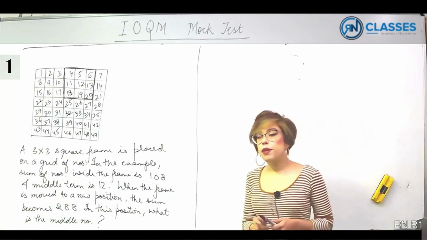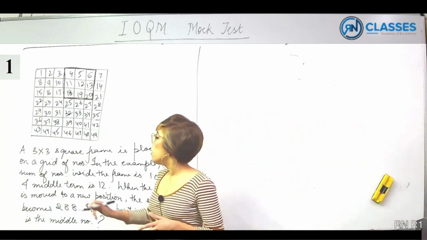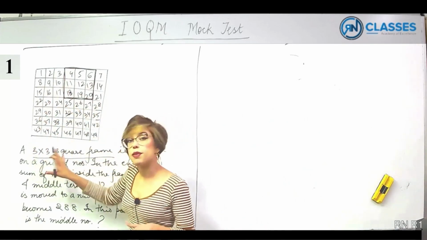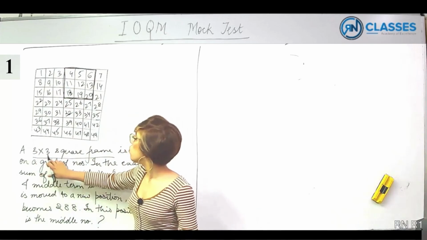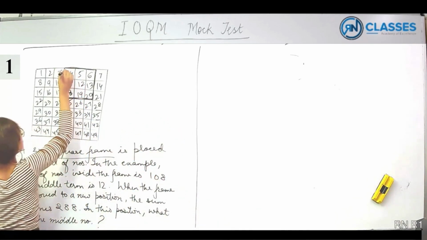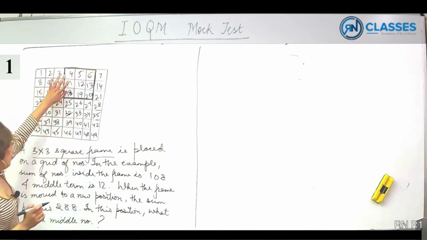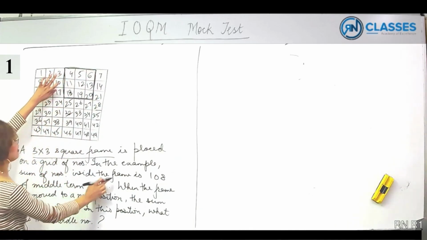Alright, let's move on to the next question. It says a 3 by 3 square frame is placed on a grid of numbers. You can see the grid of numbers and the 3 by 3 square frame. In the example, we look at the sum of the numbers inside the frame.